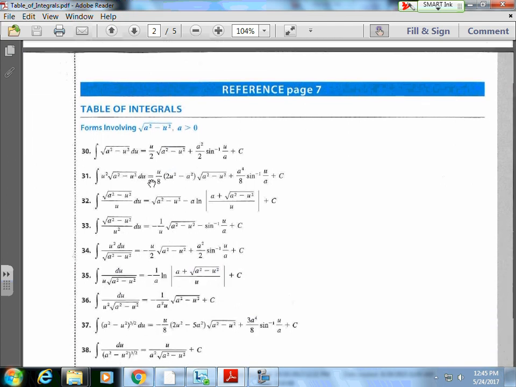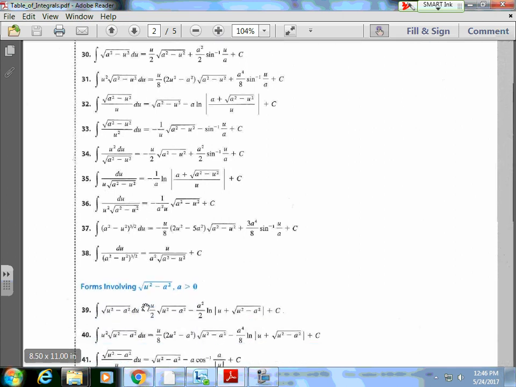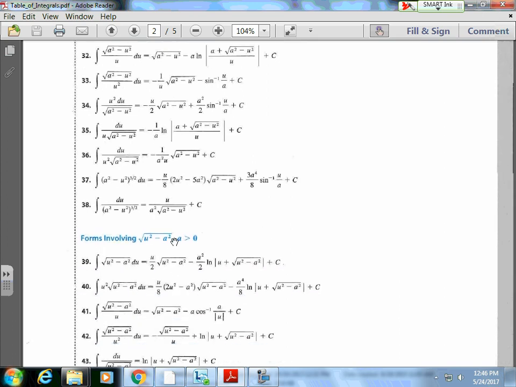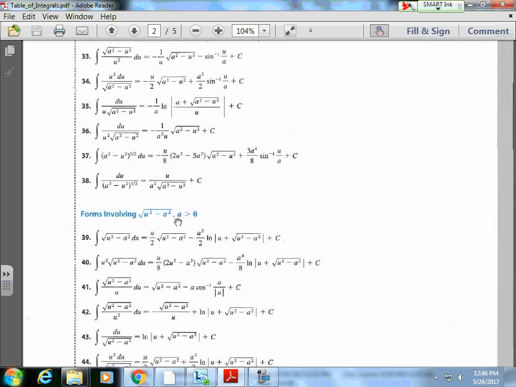But I need a 1 over u. This is a squared minus u squared. I want u squared minus a squared. Nothing here. A is greater than 0, so I'm okay, because this is a subtraction. Look at this. U squared minus a squared. Well, 1 squared, that'll work. And I have 1 over u, u's in the denominator. So this looks like what I'm looking for. 41 looks like what I want.